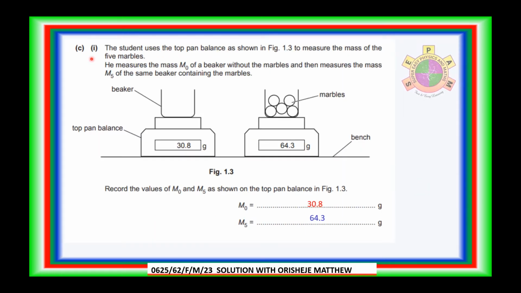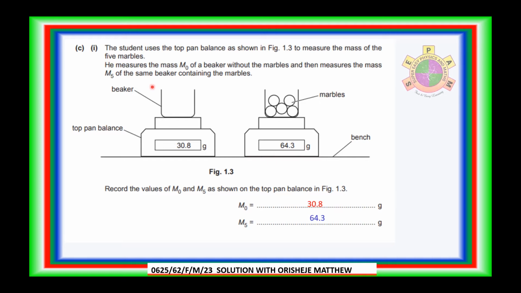So let's go. Now the student used the top pan, that is this, as shown, to measure the mass of the 5 marbles, because for you to determine the density of the marble, you need to know the mass of the marble and the volume of the marble. So the first time, we just measured the diameter. So let's find the mass of the marble using the top pan.